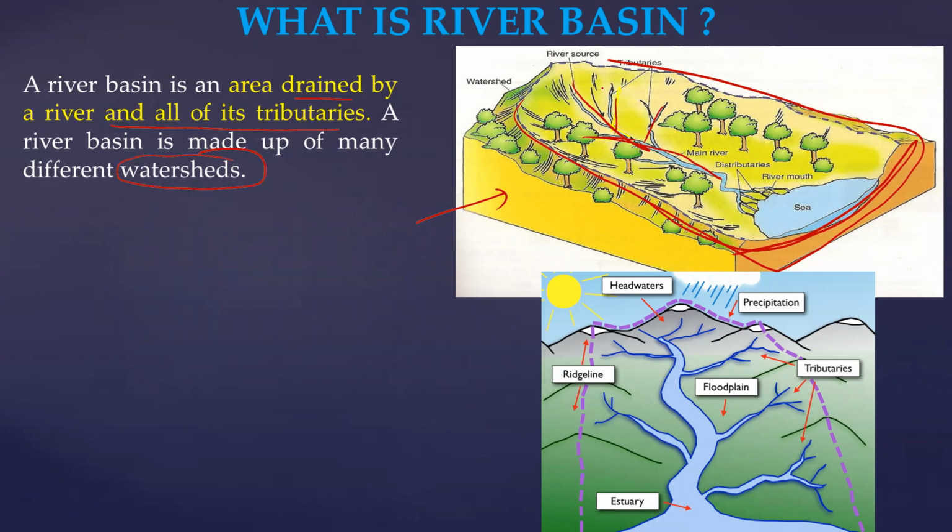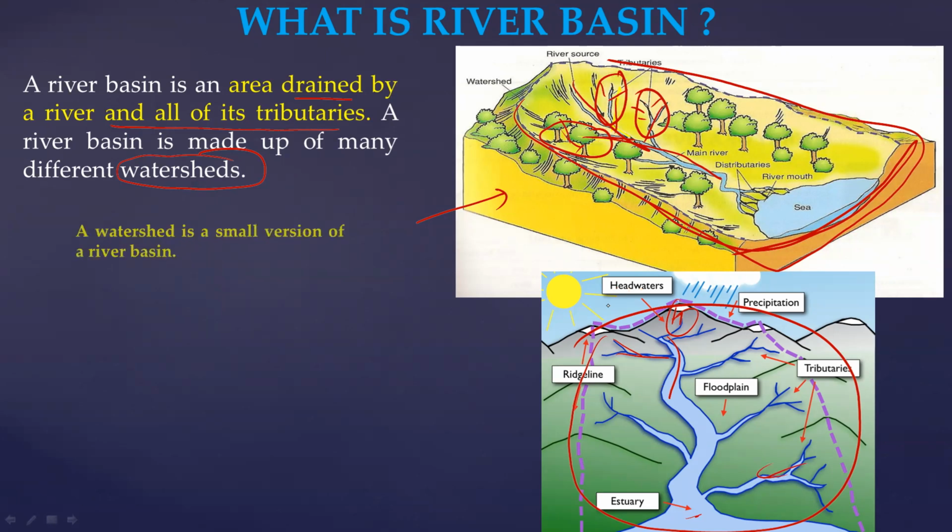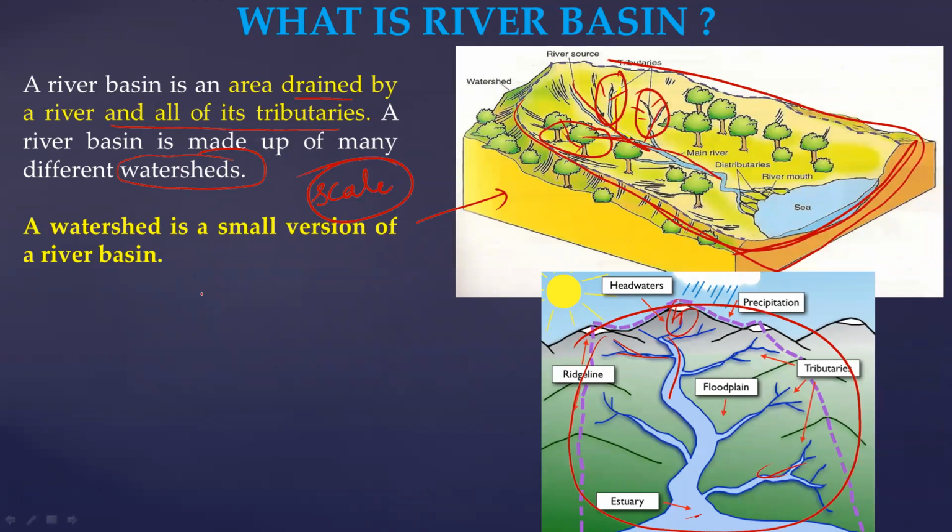Now, if you observe, this tributary will have certain more tributaries. So this is one watershed, this is another watershed, this is another watershed. These are different watersheds, and as a whole, you can also call it a watershed as well, right? So right from headwaters to the estuary, or the mouth of the river, this whole area is a watershed. So a watershed is basically what? It's a small version of a river basin. So the concept of scale comes into the picture here when we talk about it.